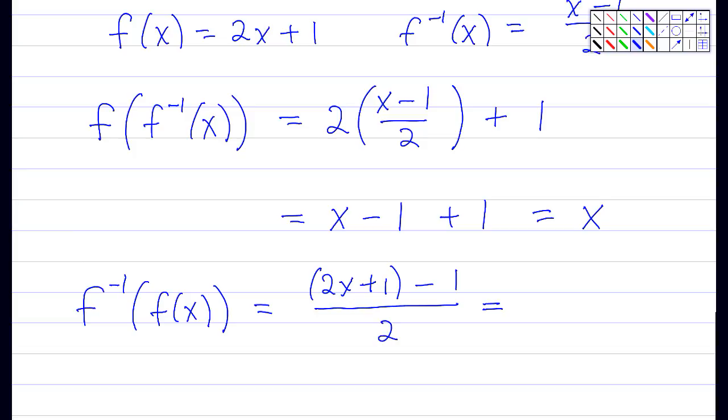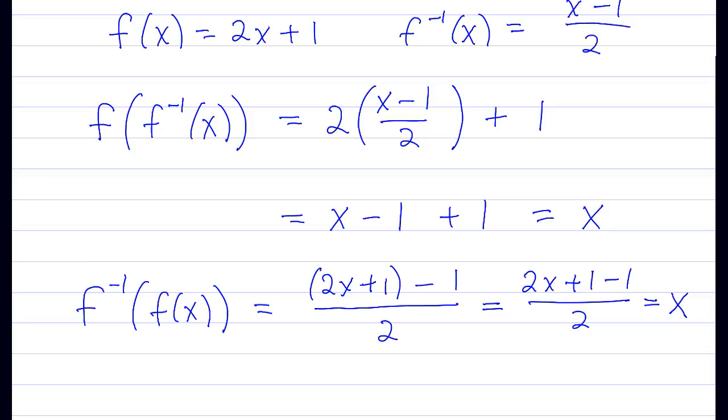Let's simplify. 2x plus 1 minus 1 over 2. And 1 minus 1 is 0. 2x over 2, well, that's just equal to x. And that's how we know for sure that this function, f inverse of x, truly is the inverse of this function. Because both this, f of f inverse of x, and this, f inverse of f of x, are both equal to x. They both cancel each other perfectly. So that's it. We've just proven that this function and this function are inverse functions.